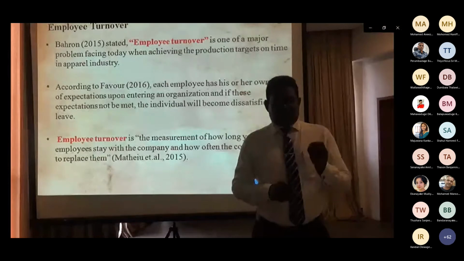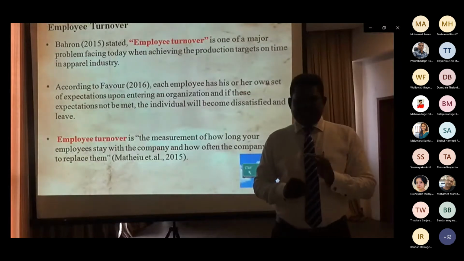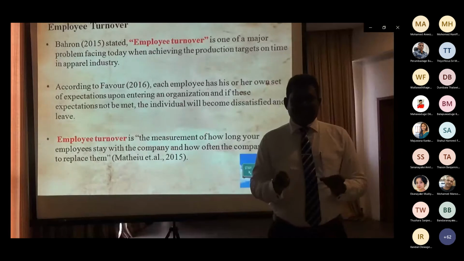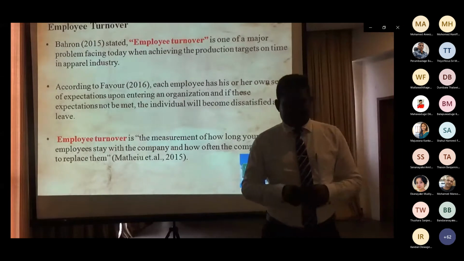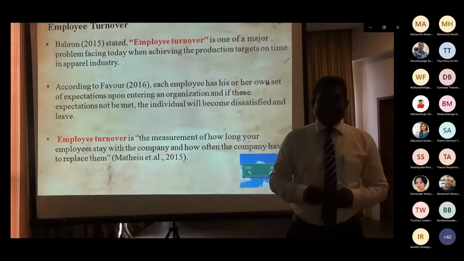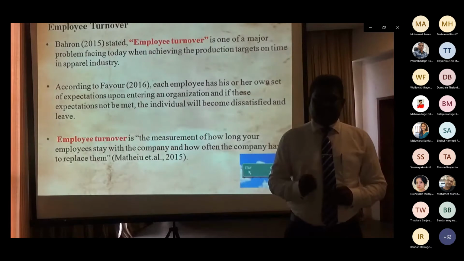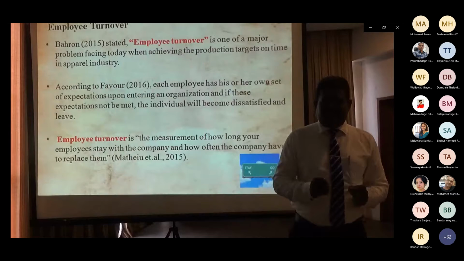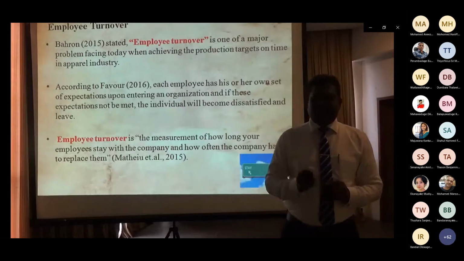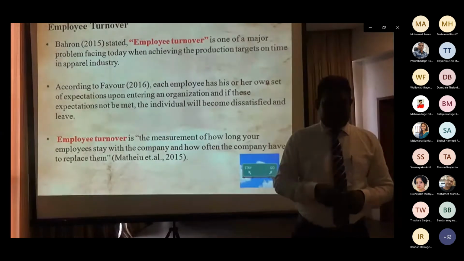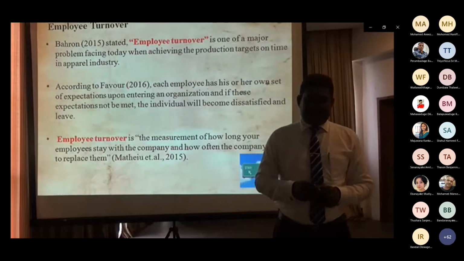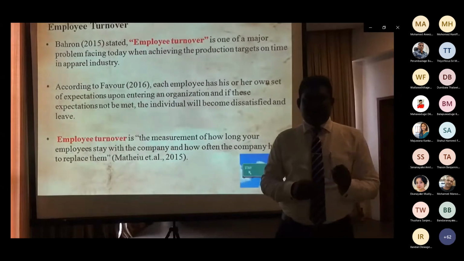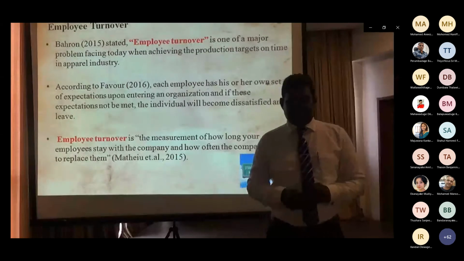Employee turnover. Baron 2015 stated that employee turnover is the major problem facing the apparel industry today when achieving production targets on time. According to Favor 2016, each employee has his or her own set of expectations upon entering an organization. If these expectations are not met, the individual will become dissatisfied and leave. Employee turnover is the measurement of how long your employees stay with the company and how often the company has to replace them, Meethi et al.